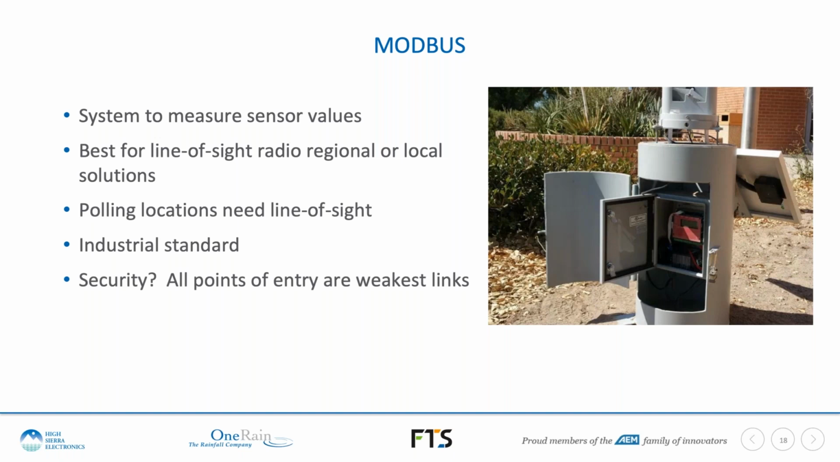The need for line of sight is one of the major issues with a radio-based system like this, because you have to make sure that you can communicate from each site to wherever you're collecting the data.